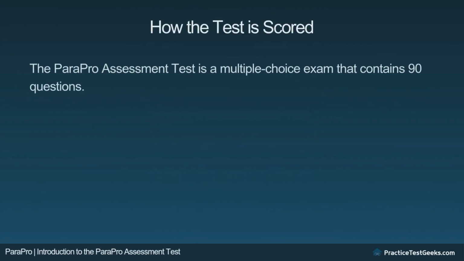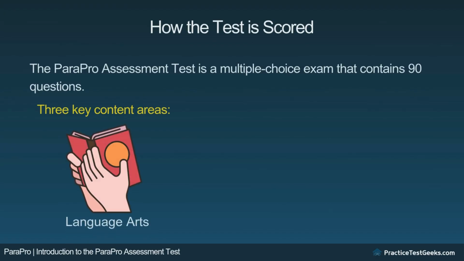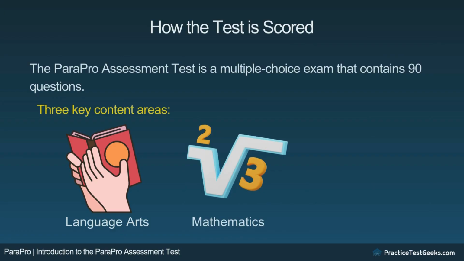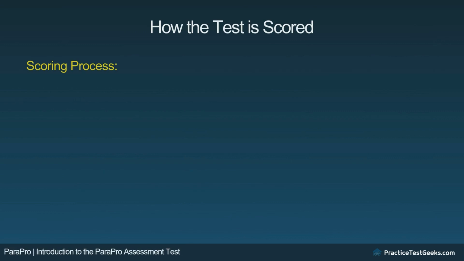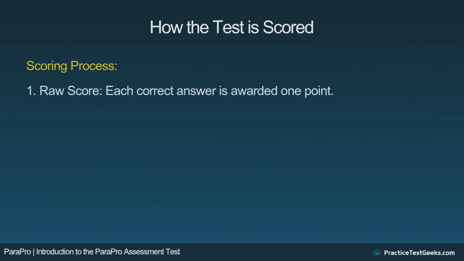How the test is scored. The ParaPro assessment test is a multiple-choice exam that contains 90 questions distributed across 3 key content areas: language arts, reading and writing, mathematics, and general knowledge. About the scoring process. 1. Raw score. Each correct answer is awarded 1 point. The raw score is the total number of correct answers on the test. The maximum raw score is 90 for answering all questions correctly.